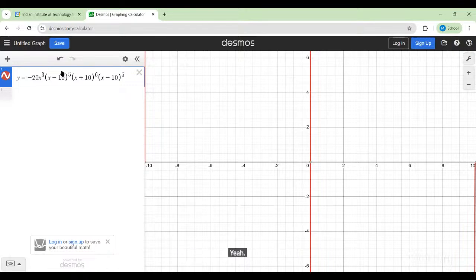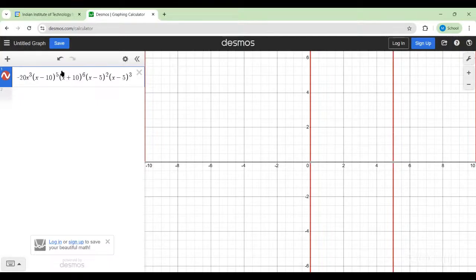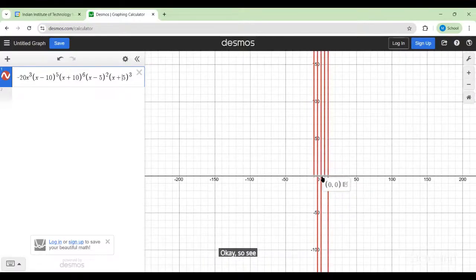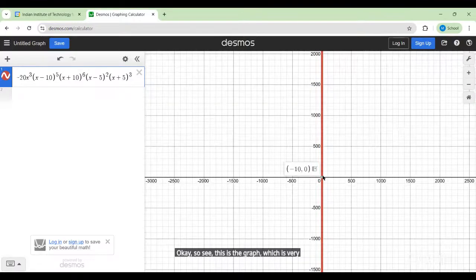Yeah, it is. And then we have a square here, 5 here, and then we have the last factor of cube here. Okay, so it seems the last one is plus 5. Oh, yeah, x plus 5. Okay, so see, this is the graph, which is very unusual for us.